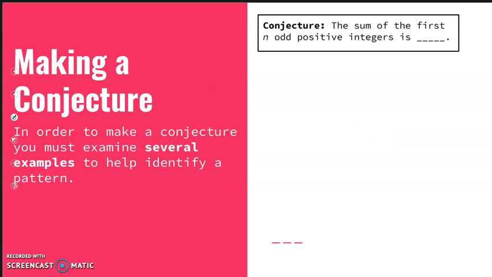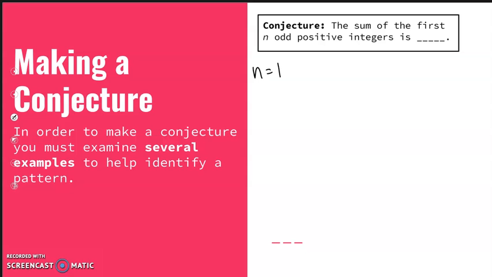When making a conjecture, we have to examine several examples to help us identify a pattern. Take a look at the given conjecture. The sum of the first n odd positive integers is blank. Now, in order to fill in this blank, we're going to have to look at some examples to help us pick up a pattern. Let's first look at when n is equal to 1.